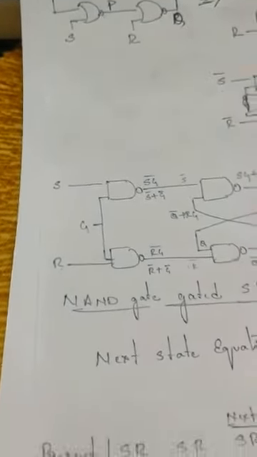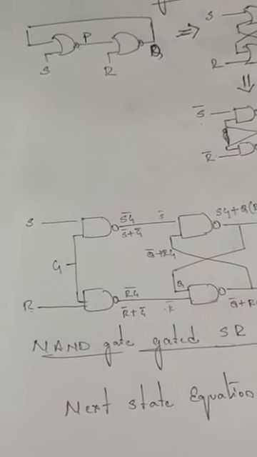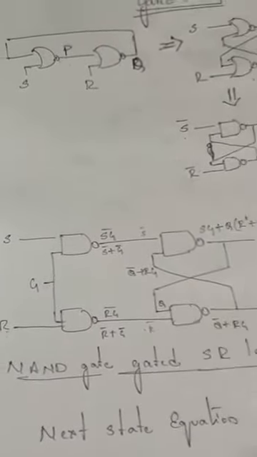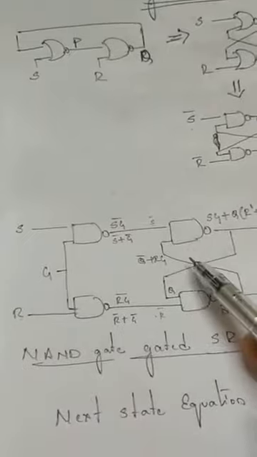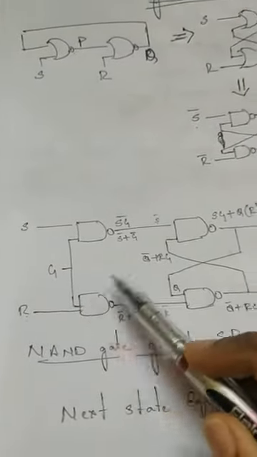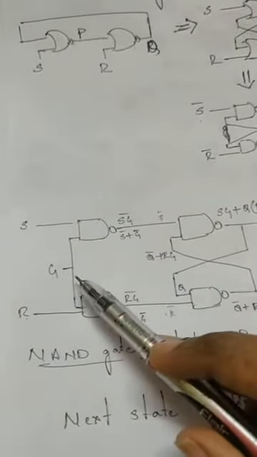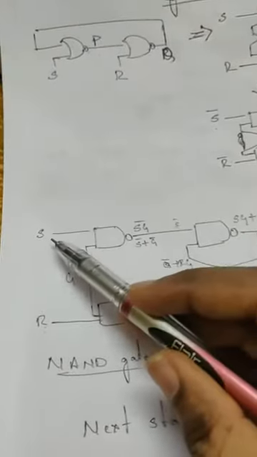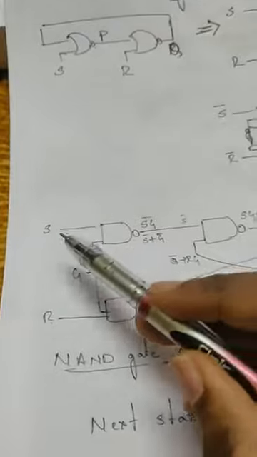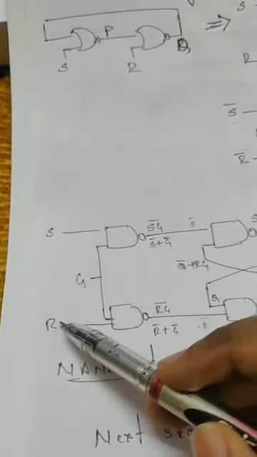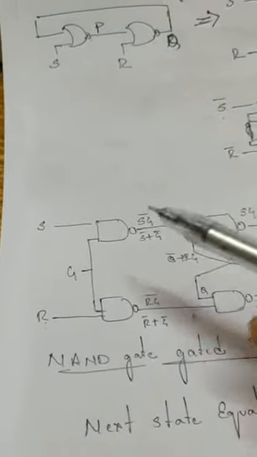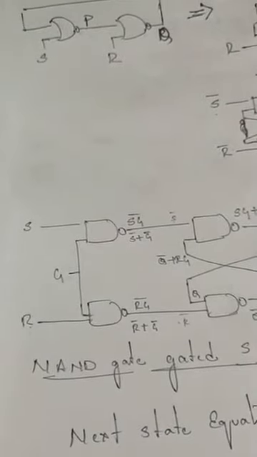Gate is something like an enable input. Whenever the gate is open, this particular circuit is going to work. Whenever the gate is closed, this particular circuit doesn't work. Whenever gate is equal to 1, whatever the input depends on S and R, it is going to perform. Like S is equal to 0, R is equal to 0, it is going to retain its previous state as usual, as we discussed in the previous table.